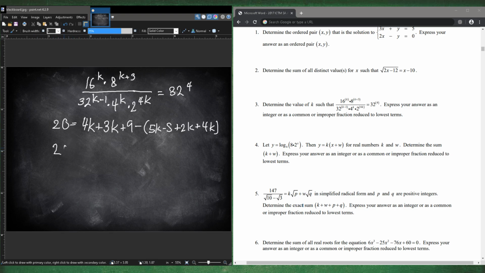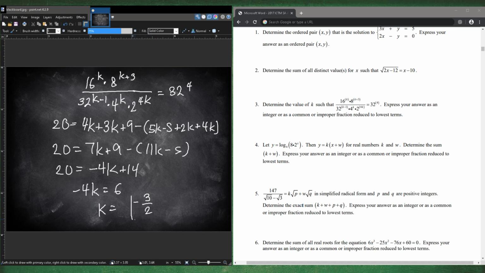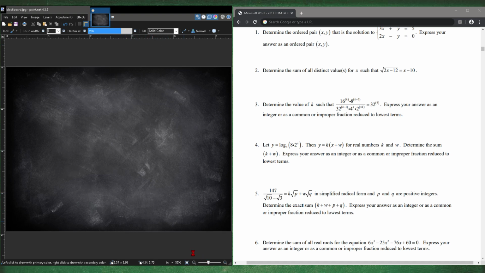Okay, so 20 is equal to 7k plus 9 minus 5, 7, 11, so 11k minus 5. So 20 is equal to negative 4k plus 14. So that means negative 4k is equal to 6. That means k is equal to negative 3 over 2 as your answer for number 3. Okay, it just takes a while.